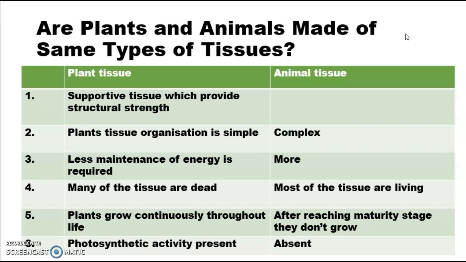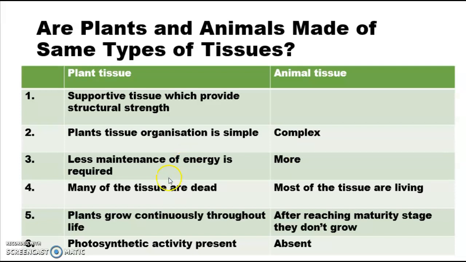If we talk about the plant tissues, actually are supportive tissue which provide structural strength, and plant tissue organization is simple. If we see animal tissues, they are complex tissues, and in plant tissues less maintenance of energy is required. It is also correct because they don't move in search of the food, water, anything. They are static, so less maintenance of energy is required as compared to animal tissues. They move, so they require more energy.